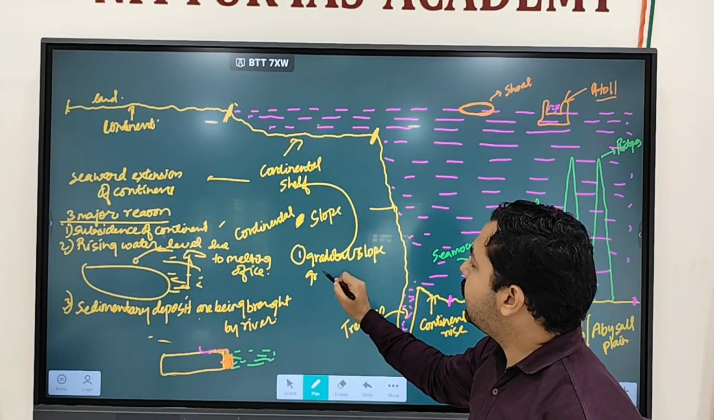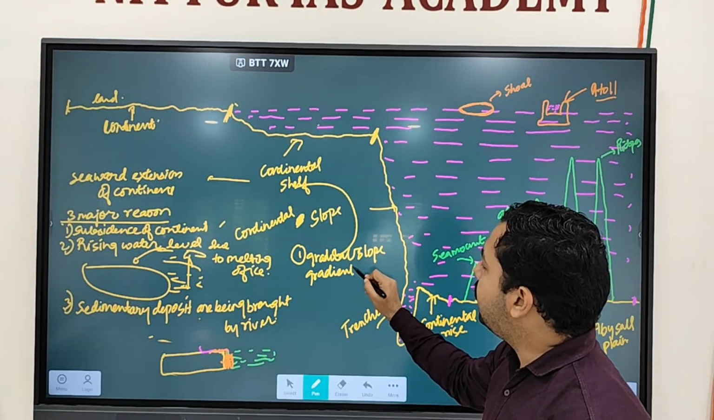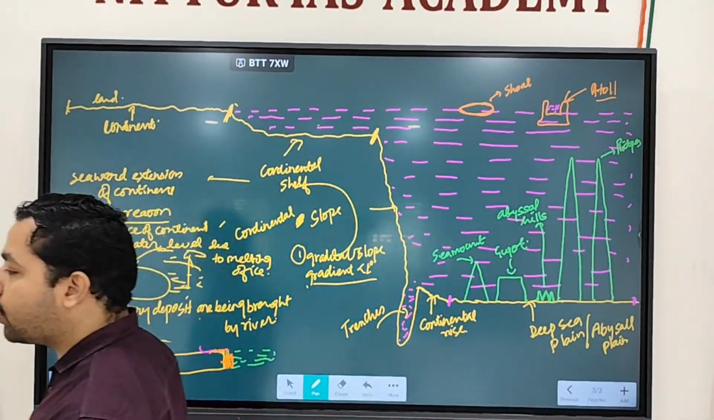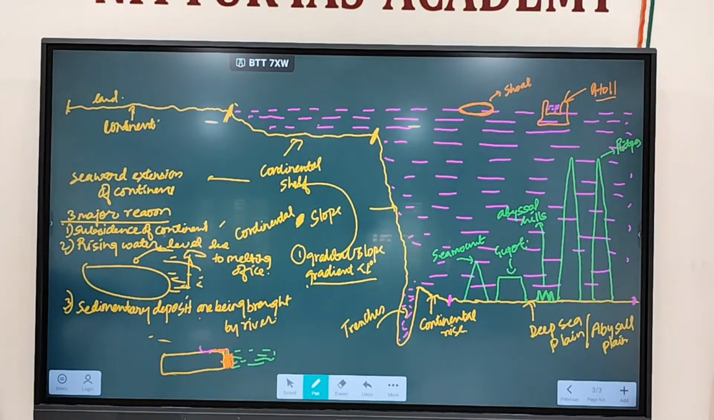The gradient is generally less than 1 degree. So you will not find much steep slope. You will find a gradual slope. The gradient is going to be less than 1 degree. That is there. Clear?